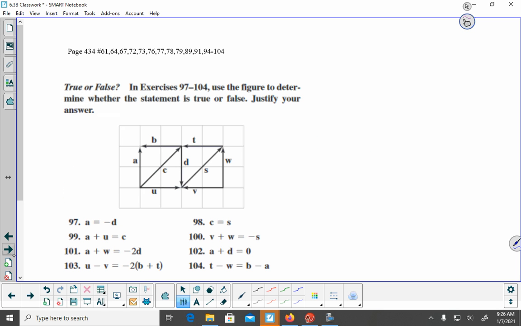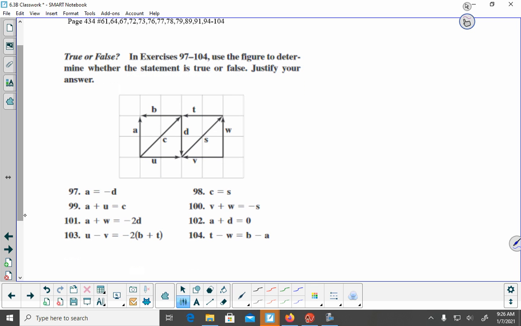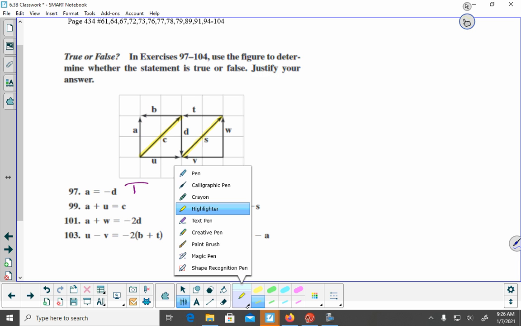Then 97 to 104, you're looking at the graph and seeing if it's true. So A goes straight up 2 units. D is going down 2 units, but it wants the opposite of that, so instead of going down, it would go up 2 units. So this one is true. Let's highlight that. So then the other one, 98, C, which is there, is equal to S, which is there. They're both going in the same direction. They both appear to have the same length. So that is also true.